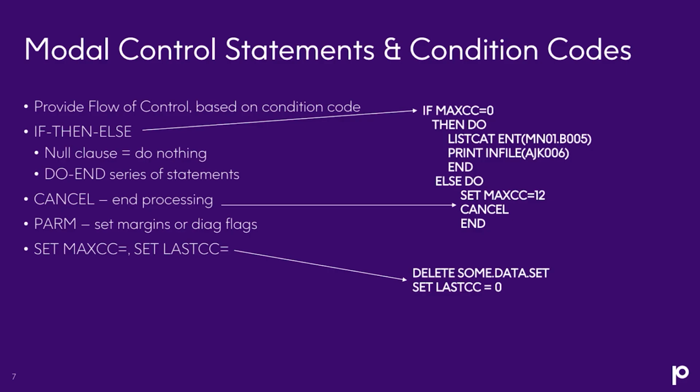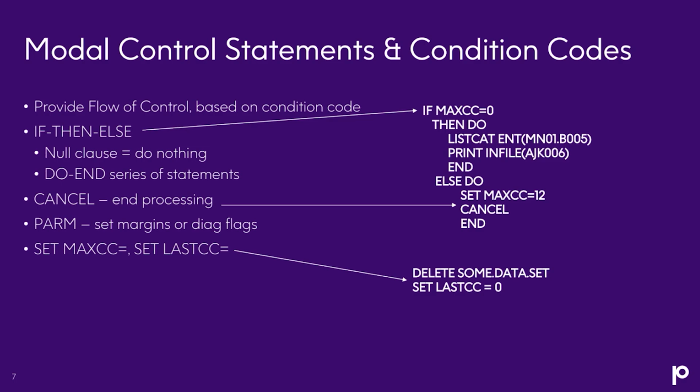And so there's a DO/END. If I want to listcat a data set, if I want to print the data set, all within this DO/END clause. Or if the highest condition code I ever encountered so far was non-zero, then I want to do something else. I can do an ELSE DO. I can set the ultimate condition code, set the highest condition code I've seen so far to 12, and then cancel, and the job will end with return code 12. So cancel obviously will end the processing.